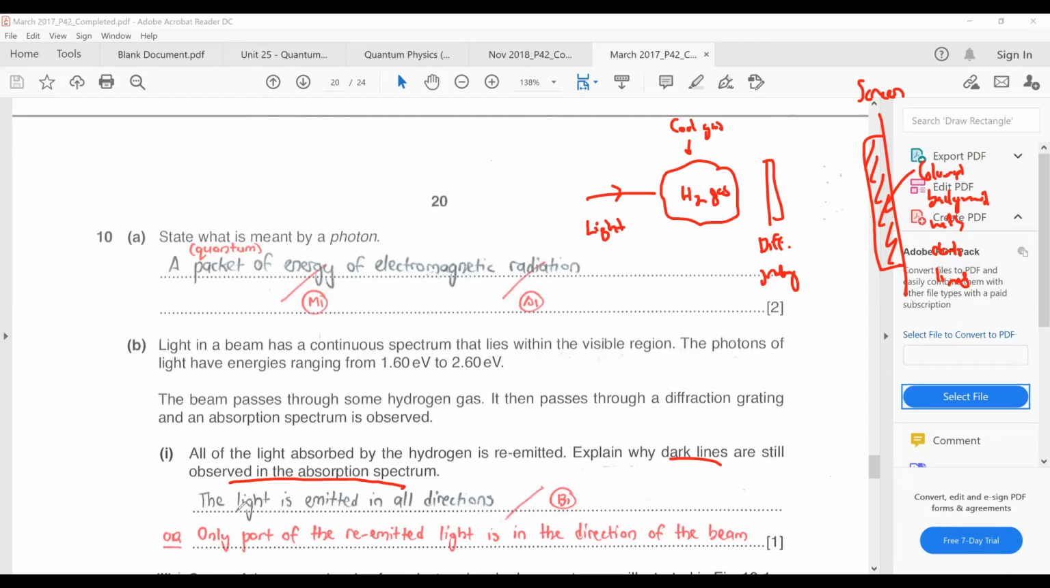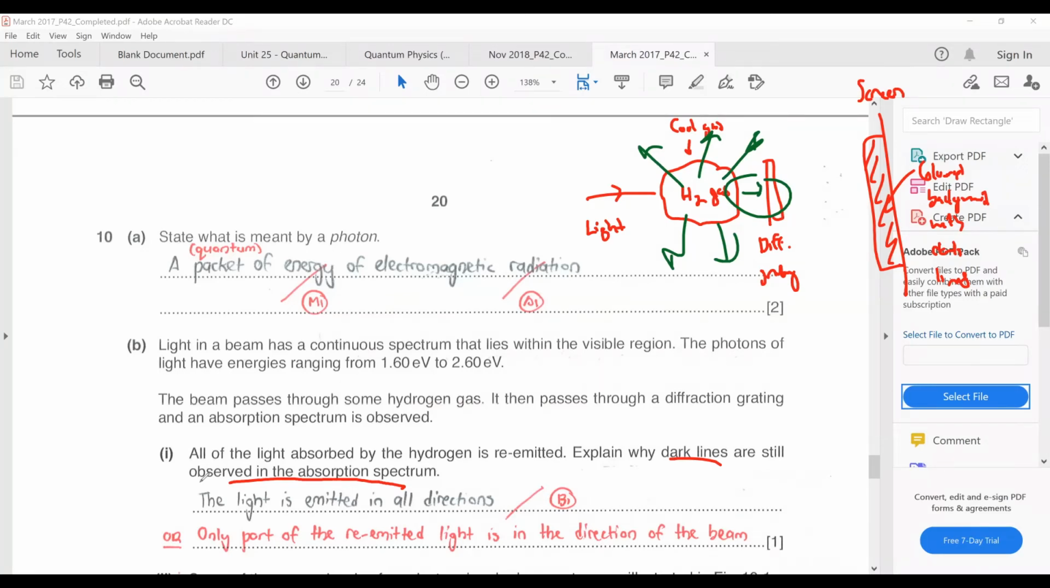As I mentioned to you, it was because the photons, or rather the light, is emitted in all directions. Whatever light or photons were absorbed here, they did not all go back in this direction. Rather, they went here, here, here, here. A portion of it went in different directions, not in this direction. So the reasoning is this: the light is emitted in all directions. Only part of the emitted light is in the direction of the beam.